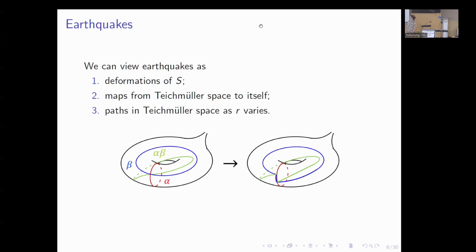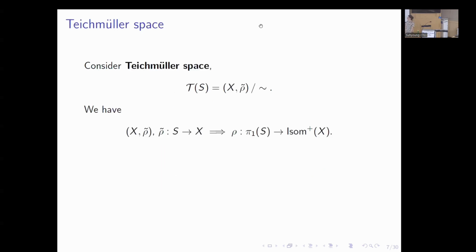Okay. So let's review Teichmüller space. This is the space of all hyperbolic structures up to homotopy. So here we have a hyperbolic structure given by X, some surface with a hyperbolic metric on it. And we're only going to be looking at complete finite area hyperbolic metrics. And we have some diffeomorphism rho tilde that goes from our surface S to X. Okay, so this is going to induce a map between the fundamental group of S to the fundamental group of X. And we get this representation rho from the fundamental group to all of these orientation preserving isometries of the hyperbolic plane. And this is starting to introduce these two perspectives of the hyperbolic geometry and the representation theory that I mentioned at the beginning.